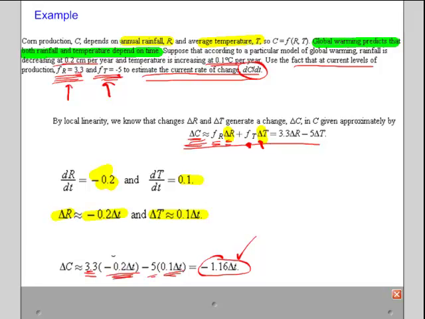All right, so we're going to develop a more concise method for doing this, but this is the main idea of the chain rule, because what we have is corn as a function of rain and temperature, but rain and temperature are really functions of time. So corn is a function of rain as a function of time, and temperature is a function of time. So it's a chain rule with two variables.